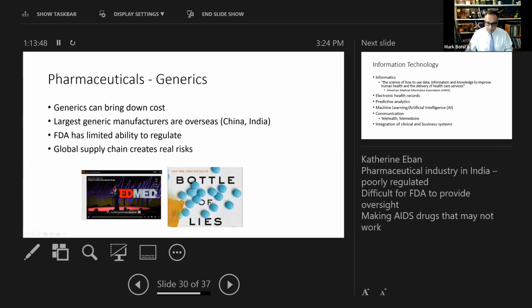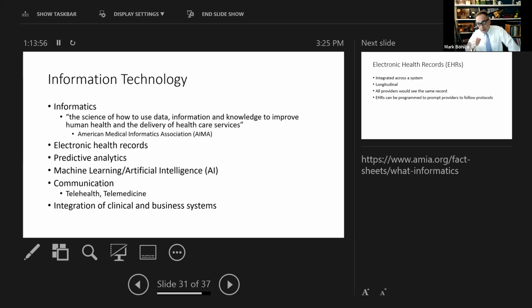Her book, Bottle of Lies, is very good. I recommend it. Definitely eye-opening. Because as we have a more global supply chain, we have the chance to reduce our costs, but we're taking more risk. I'm a finance guy, so I very often look at it this way: greater return, meaning lower prices, often comes with greater risk, right? The two things are often correlated.